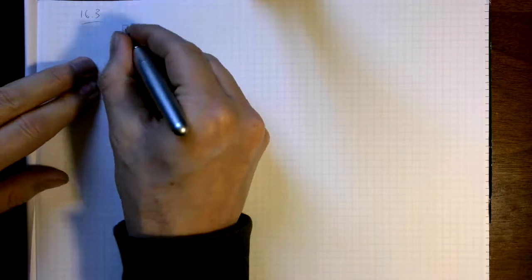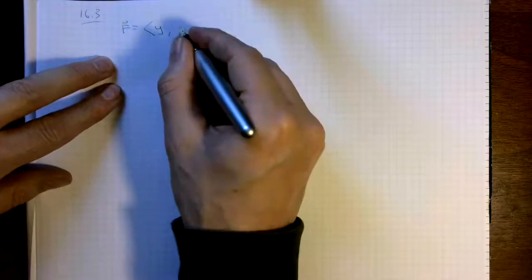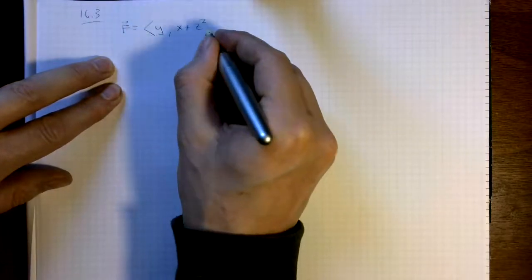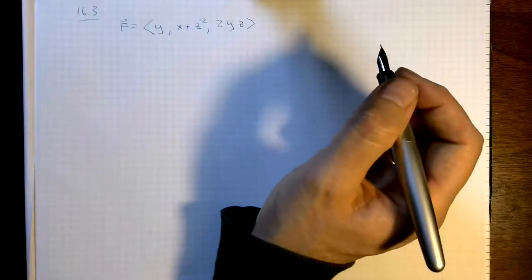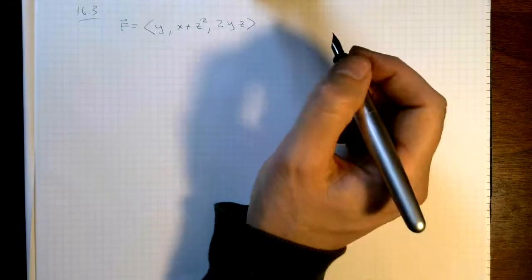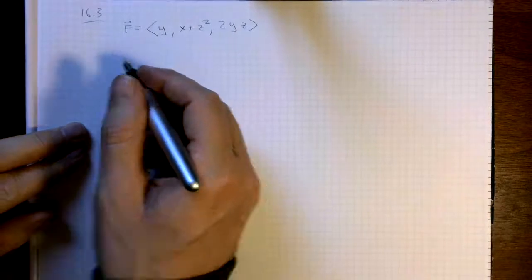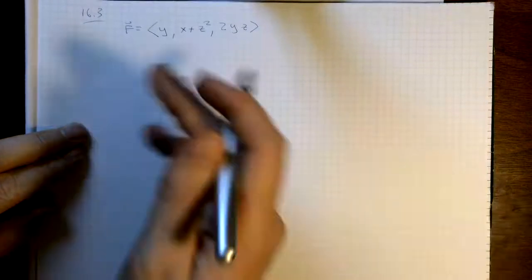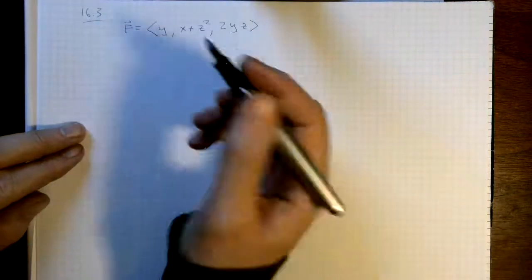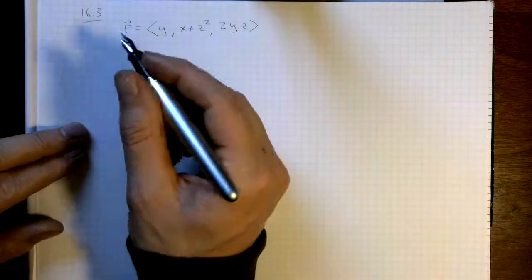So let's suppose first that we have the vector field y, x plus z squared, and 2yz, right? And let's try to find the potential. I claim that this is conservative, so let's not worry about checking the differential condition. Let's just find the potential. Actually, that is one way of checking that it is conservative: just trying to find a potential. If we fail, then it's not conservative.